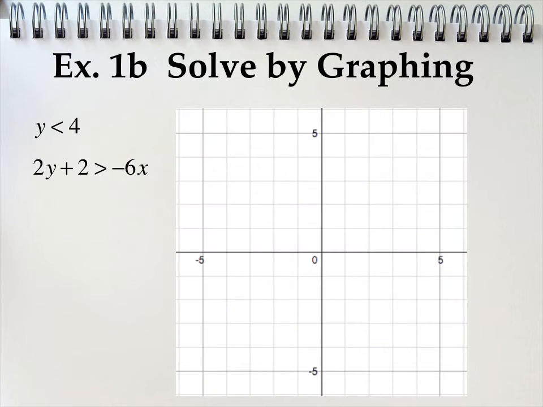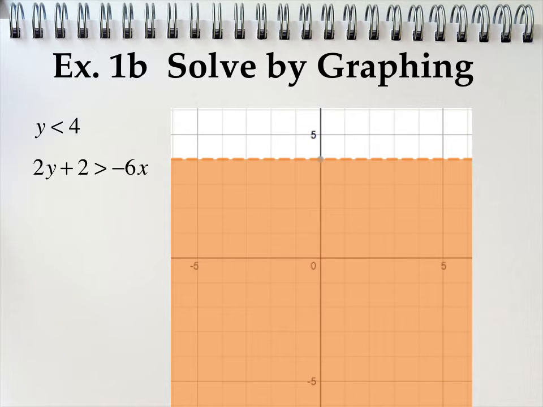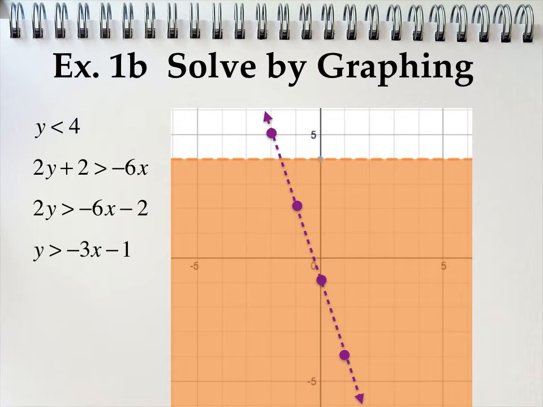Here's our next example. Y is less than 4. This is a horizontal line and everything below that. We'll rewrite our second inequality in slope-intercept form, and we'll graph that with a dotted line and everything above that line.